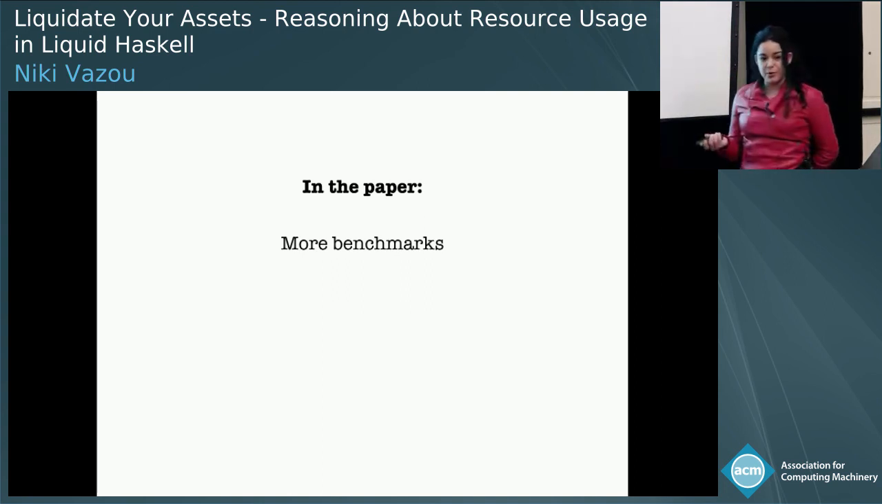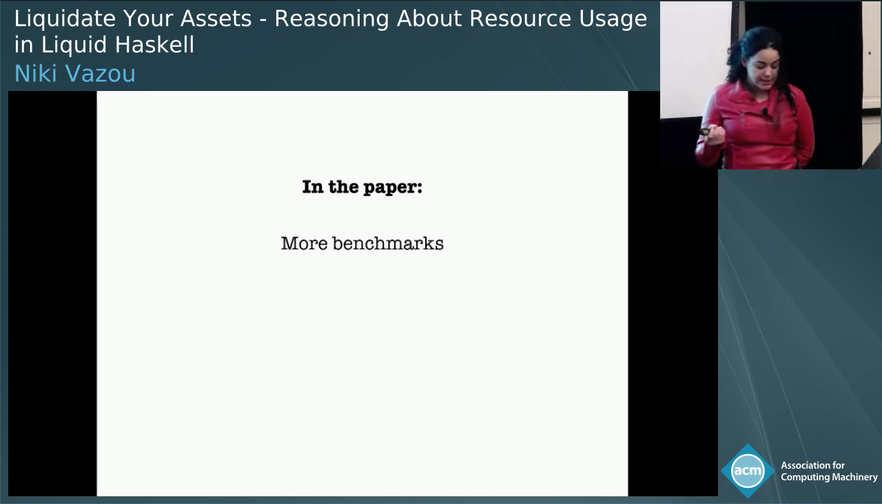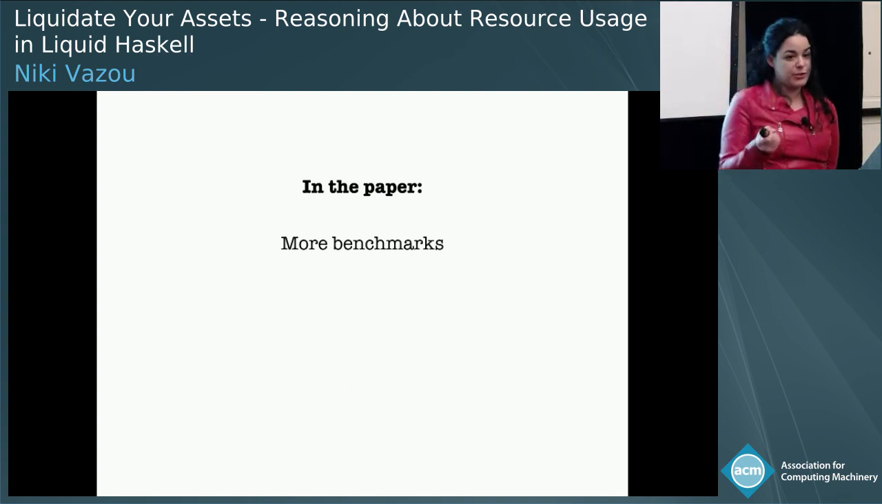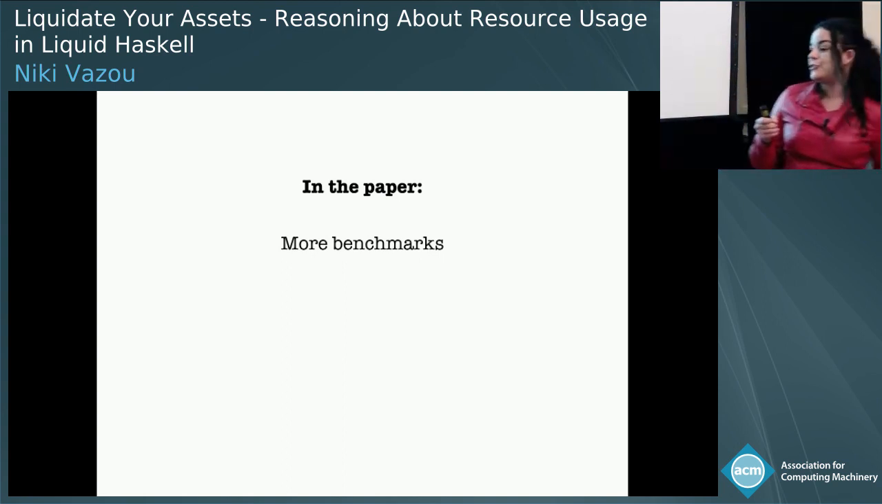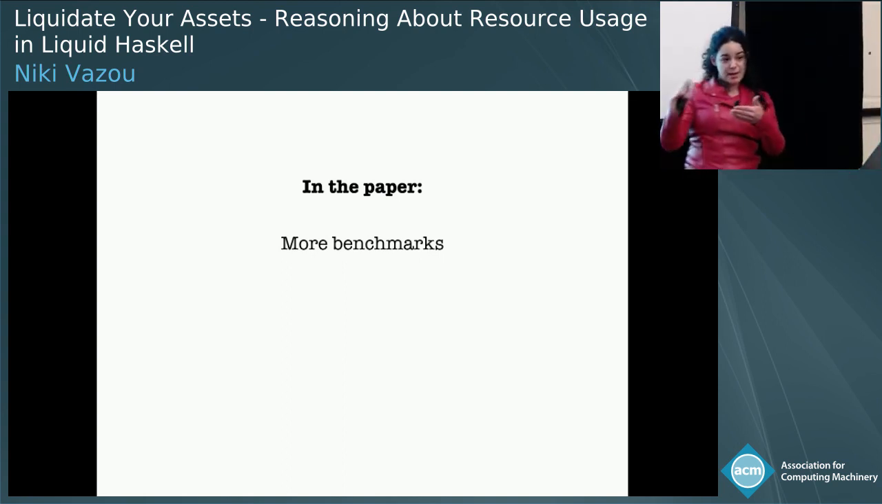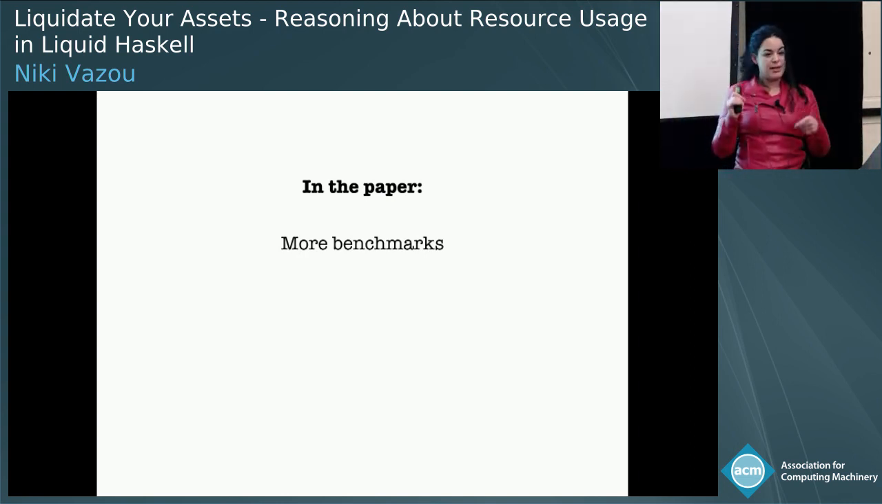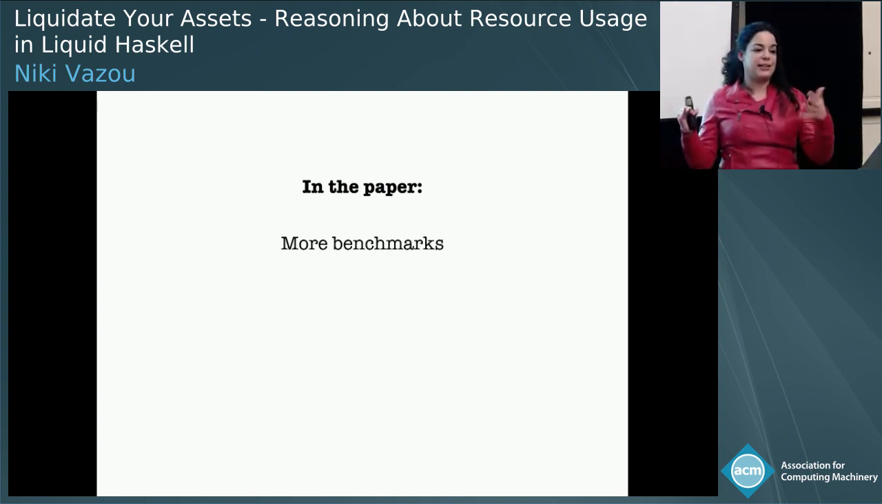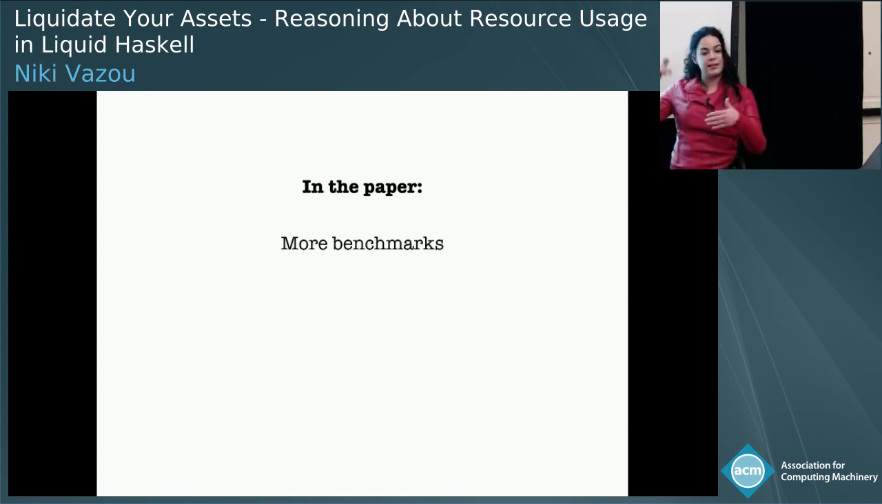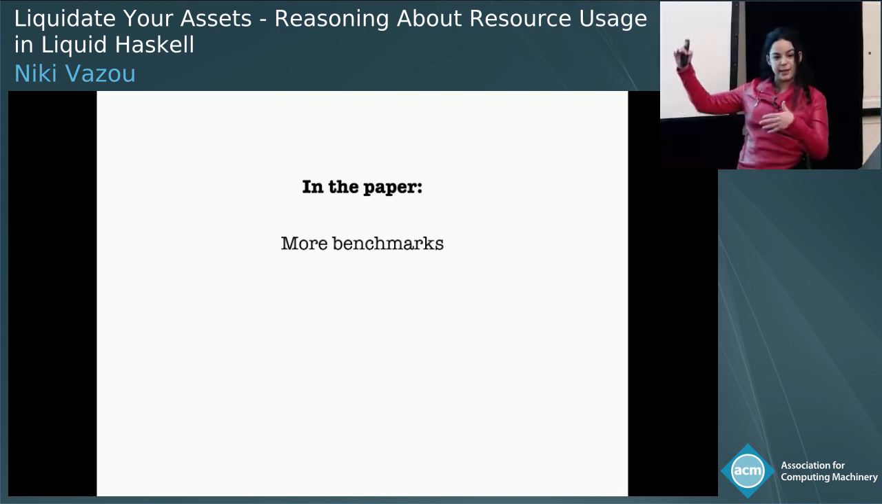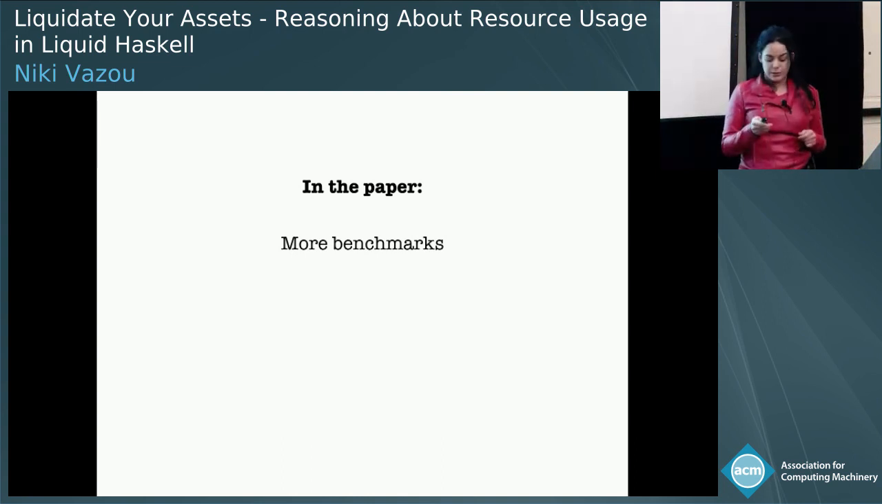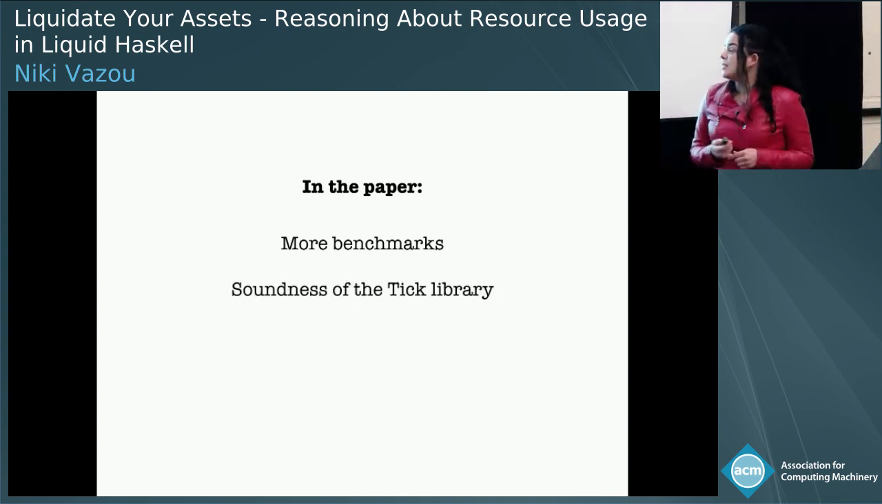In the paper, there are more benchmarks. And we have benchmarks that reason about resources that are not time, because the cost comes from our library. And the library says that you have to step whatever you want to count. So you can step whatever you want, but there is no guarantee that what you step is what you have in mind. But there is a guarantee that the cost that you are abstracting is whatever you stepped on. So we have a soundness property of our ticked library.